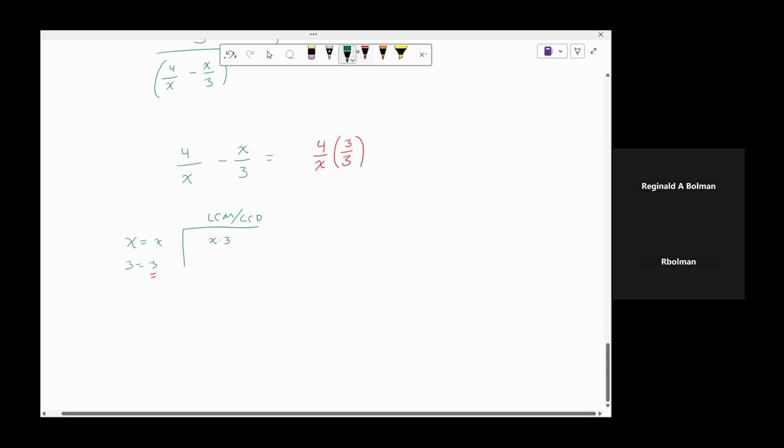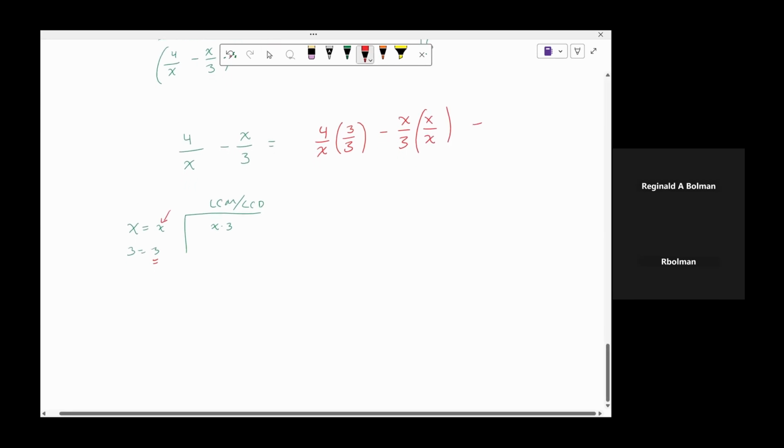And we're going to multiply 4 over x by 3 over 3. And we're going to do the same thing for x over 3. We're going to take what we don't have, which would be this x term. I'm going to multiply in the top and the bottom of the fraction by x over x. And so now we've got 4 times 3 gives us 12. 3 times x gives us 3x. We have a 3x in our other denominator, and x times x gives us x squared.